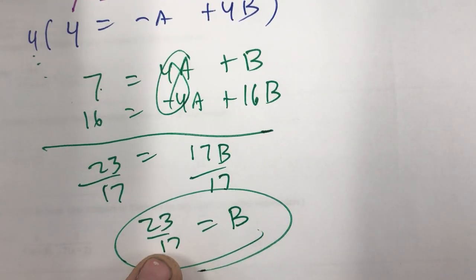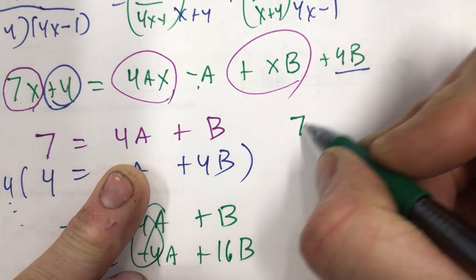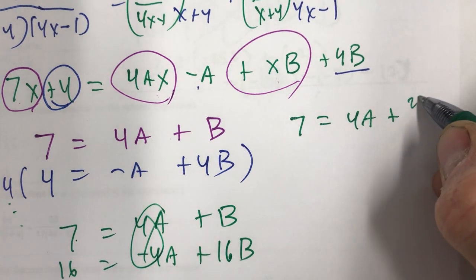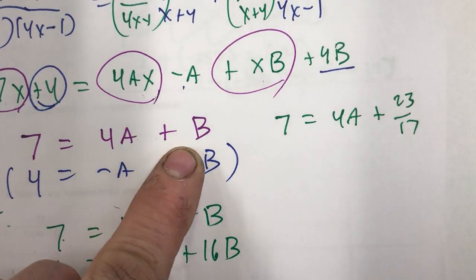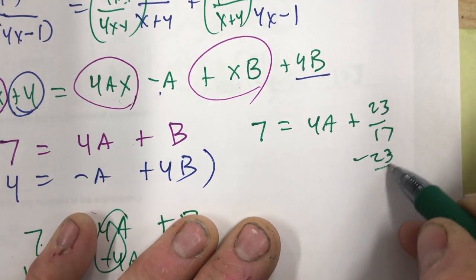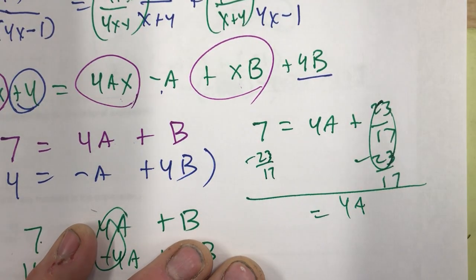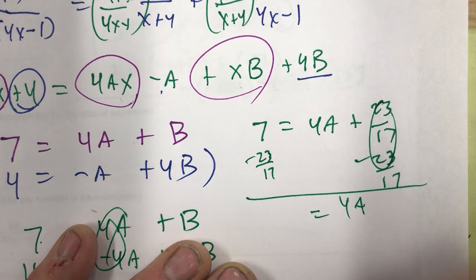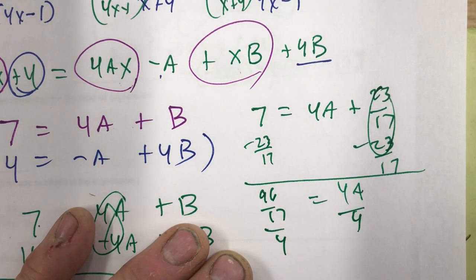Okay? And now I can plug this in up here for b, and I can figure out what a is. 7 equals 4a plus 23 over 17. I'll put this in for b. So I minus 23 over 17, and that goes away, so 4a equals 7 minus 23 over 17. That's 96 over 17. And then divide by 4, and that's going to be 24 over 17.